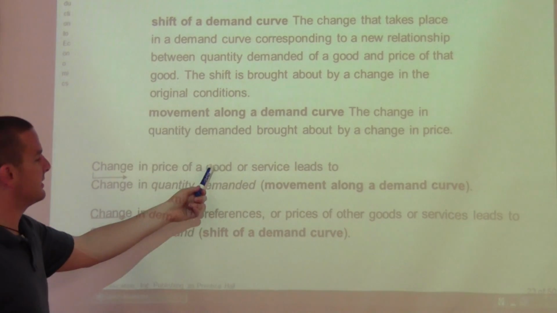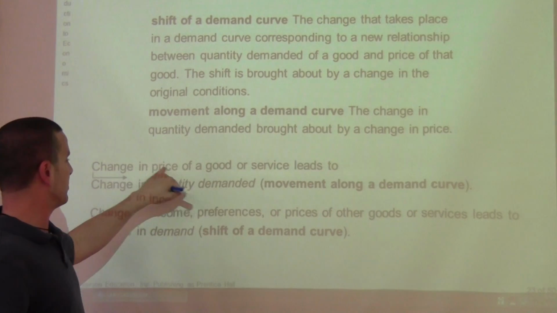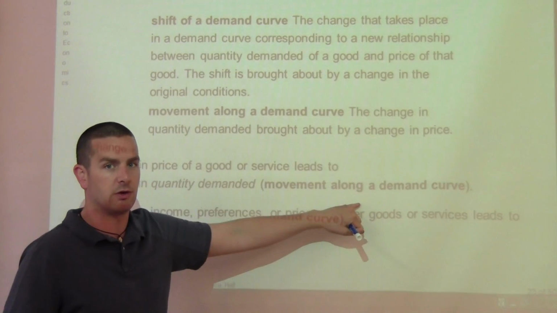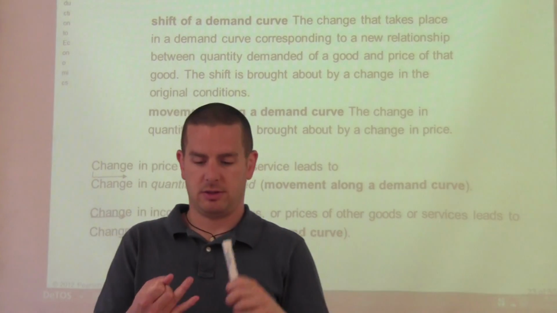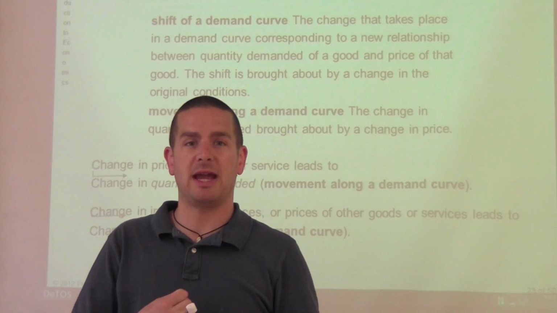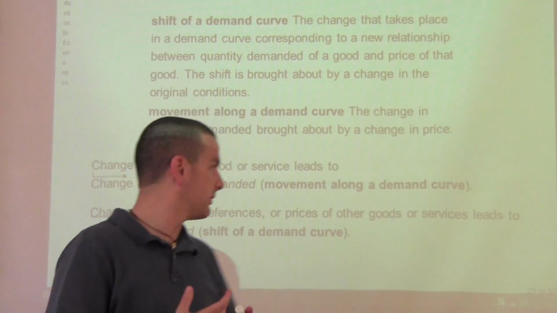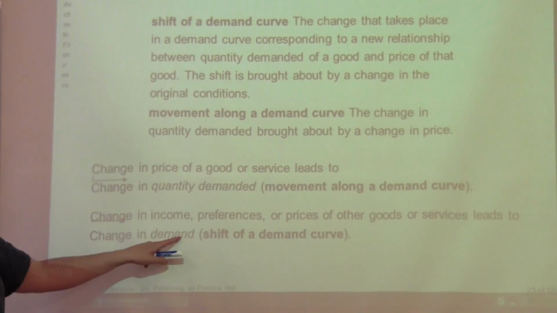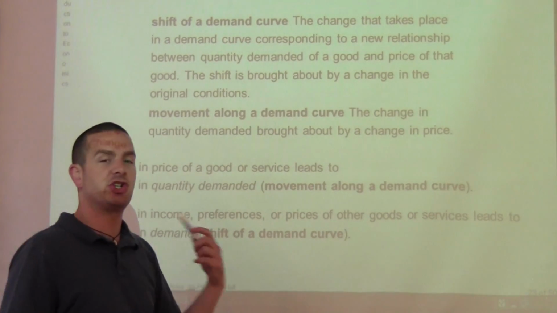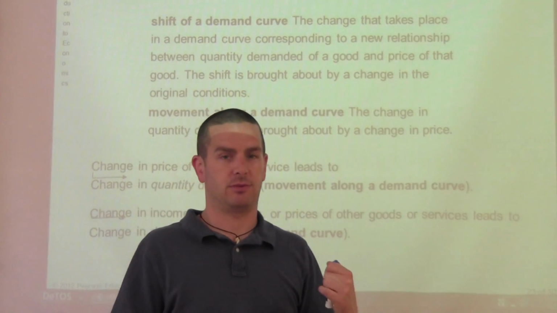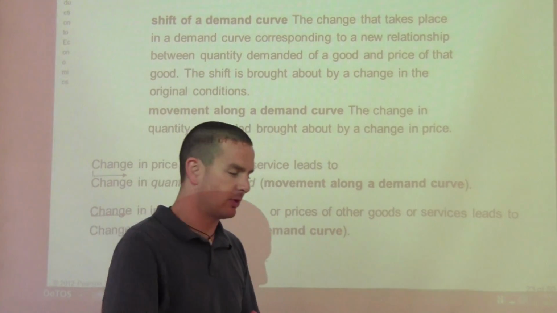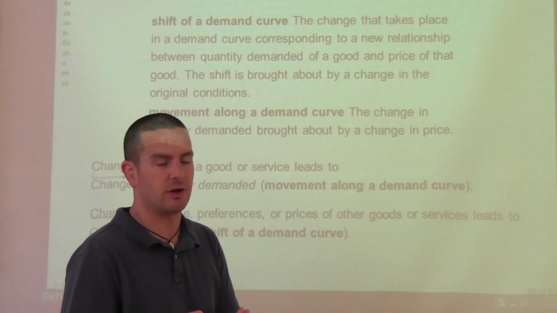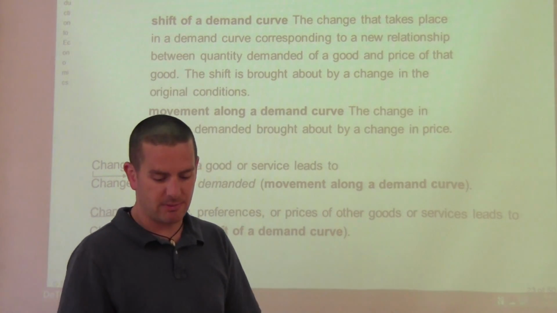A change in price leads to a change in quantity demanded, which is a movement along the curve. So changing price, change in quantity demanded, and a movement along the curve. Change in anything else leads to a change in demand and a shift of the curve. Okay? Now, oh God, I'm sorry. I'm going to say that one more time because I might have just confused you.